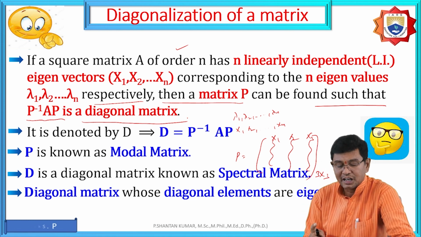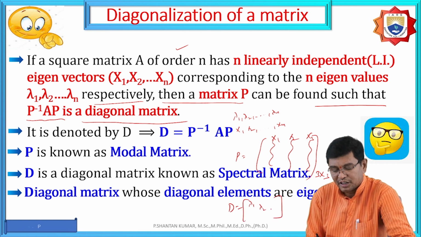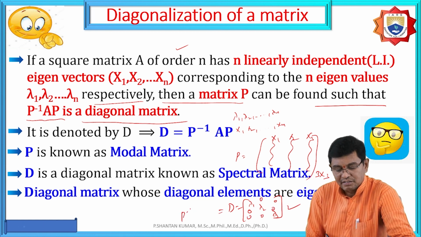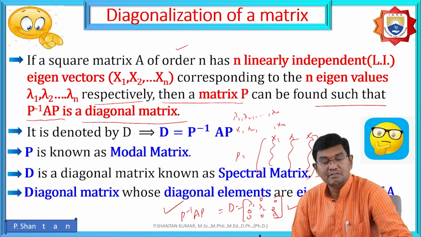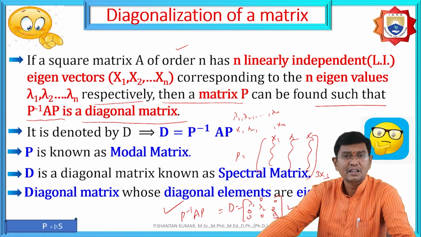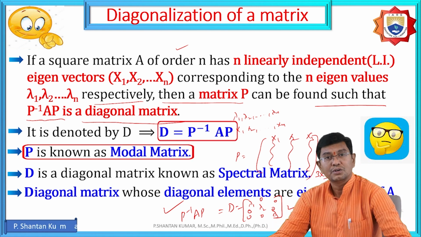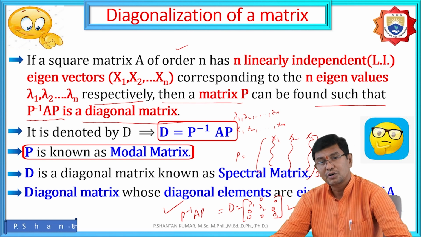That means here D is nothing but the diagonal matrix, the collection of lambda 1, lambda 2 and lambda 3. Clearly, we obtain by the procedure P inverse A P is the matrix. Based upon this procedure, we can obtain the diagonalization of the matrix. Further, we need to remember that D is equal to P inverse A P, and P is known as the modal matrix.